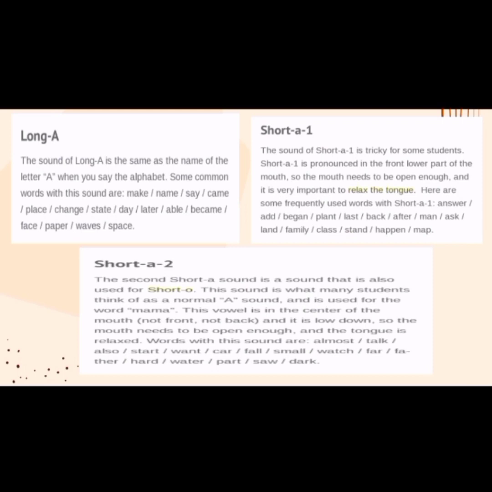Here are examples of words with this sound: almost, talk, also, start, want, car, fall, small, watch, far, father, hard, water, part, so, dark.